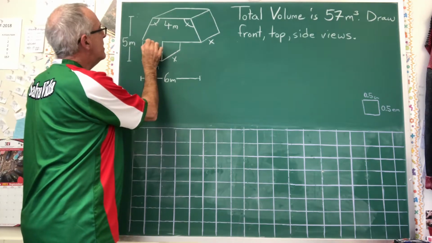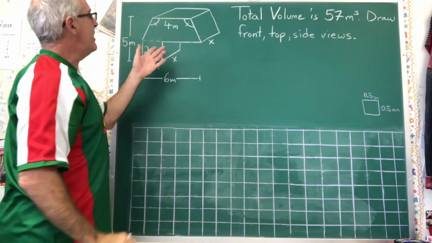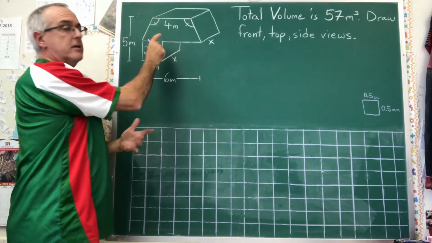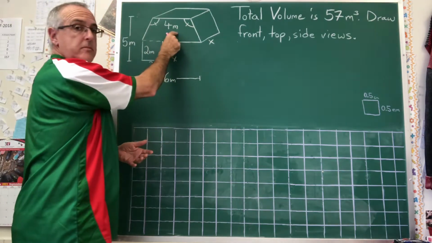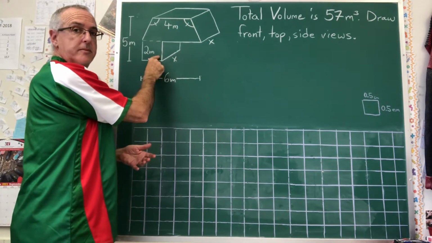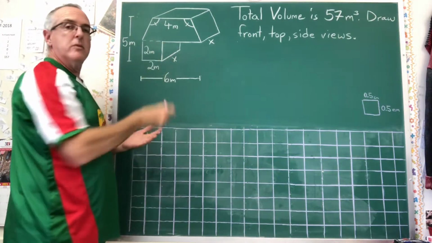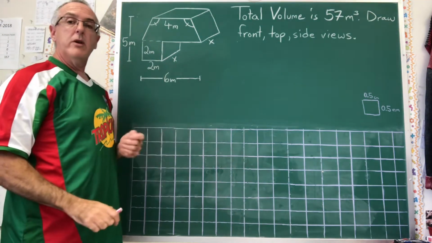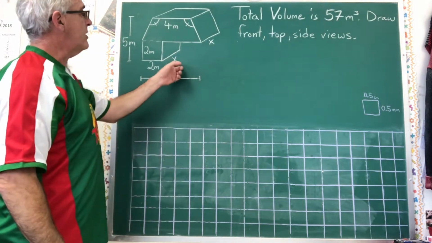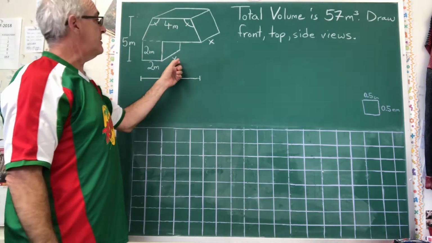If I draw a dotted line across here, then I am breaking this down into an isosceles trapezoidal prism and a right prism. If X is equal to 2 meters, then this right prism would be a cube, but we don't know that, and we do not want to assume that. We do not want to guess how long X is.